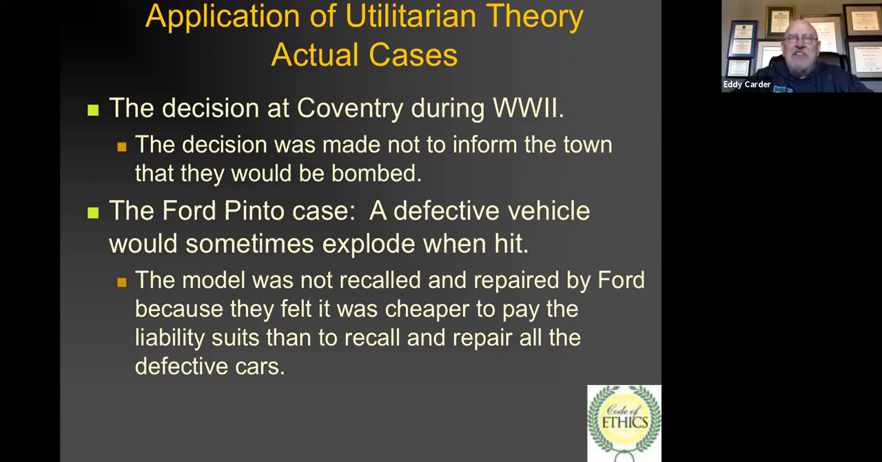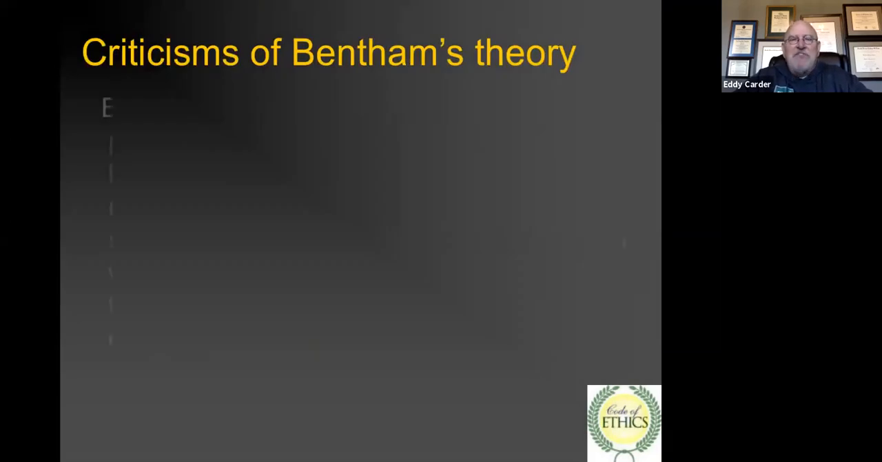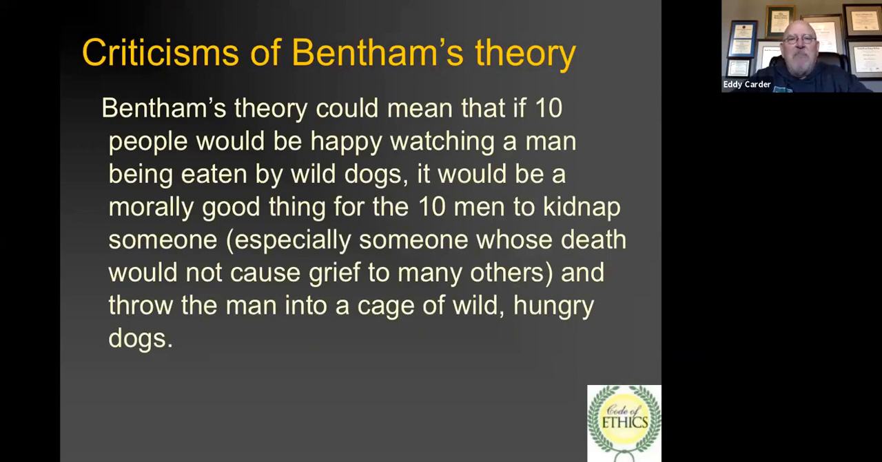They said that's an example of a utilitarian principle. They were willing to spend money on suits because making the repairs would have cost more money. They didn't take into consideration the lives that were affected. They were only concerned with what would benefit them and the greatest amount of money that they would save. So those are really specific examples of how utilitarianism plays itself out in real life. So next, let's look at criticisms of Mr. Bentham's theory. Mr. Bentham's theory could mean that if 10 people would be happy watching a man be eaten by wild dogs, it would be a morally good thing for the 10 men to kidnap someone and throw the man into a cage of wild, hungry dogs.